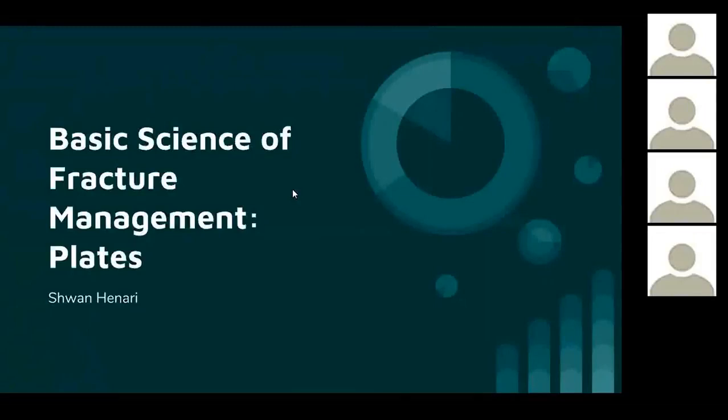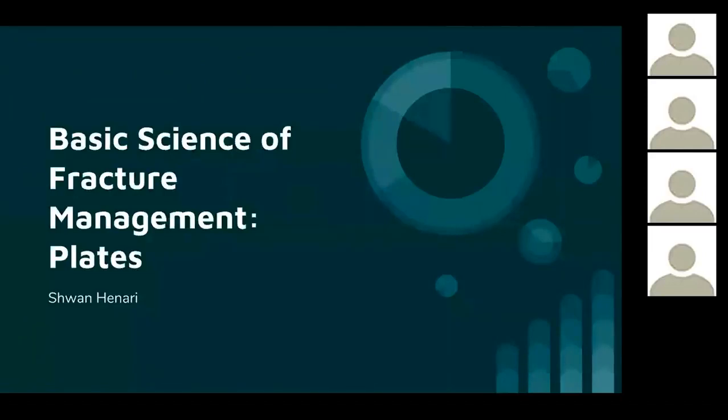Science of fracture management, but specifically about plates and plate design. The reason why is this is a topic that if you haven't put any thought into, when you get hit by it, you will be shocked and you will not respond well. So it's very important that we kind of go through this.